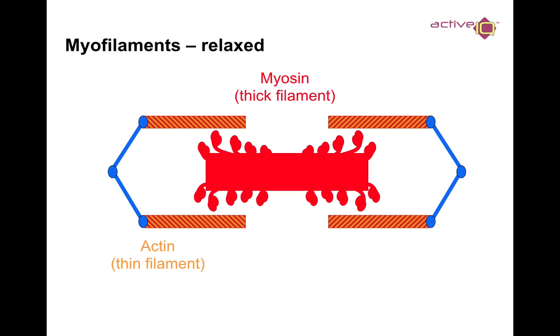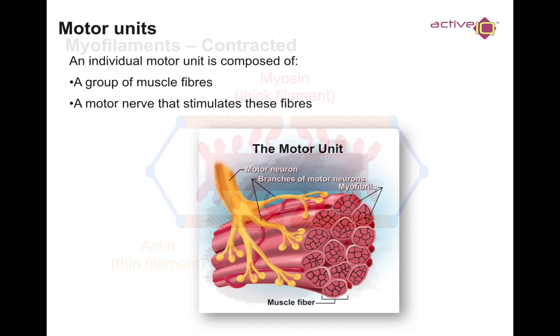Again, there's just another diagram there of the sliding filament theory. So you've got the actin and myosin sliding against each other. Just a little bit of a recap.